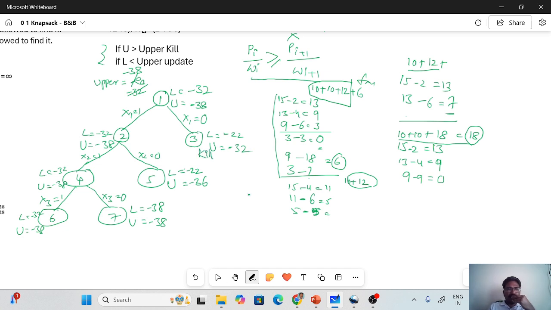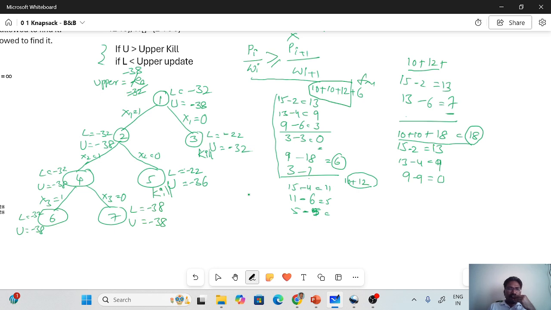Then go for the 5. Minus 36 is greater than minus 38. Yes, you want to kill this. Then what about this one? Minus 38 is not greater than minus 38, also not greater than.